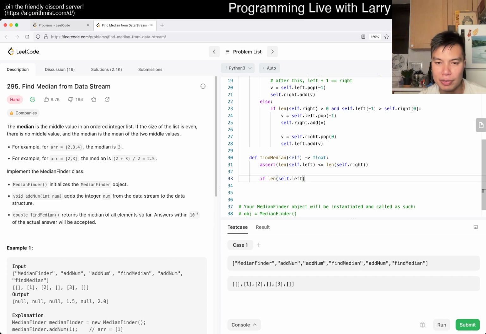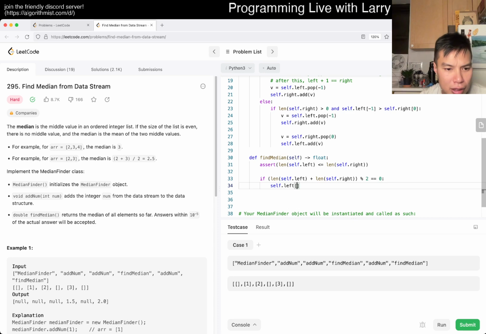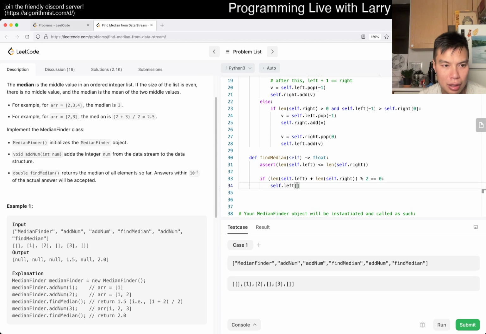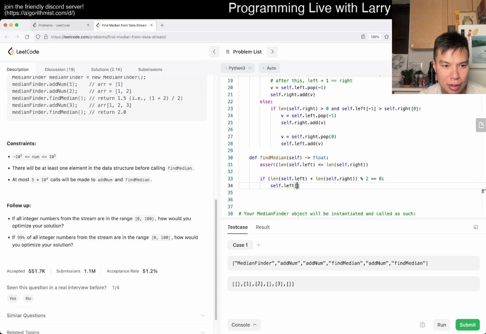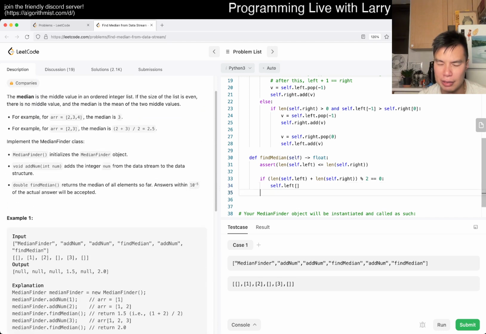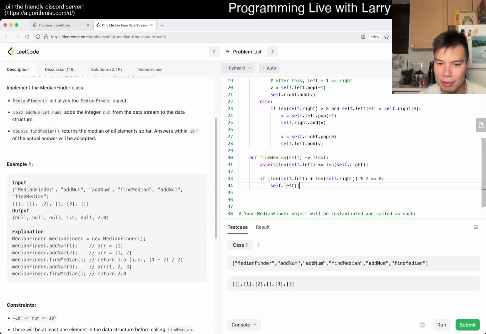Okay, so the length of the left plus the length of self.right mod 2 is equal to 0, meaning that if this is even, what happens if it is even? Then we just take the, I guess the only case where this is not true is if it has 0 elements, but I don't know that. I'm just trying to see whether they guarantee for us or we have to do some weird returns of -1 or something weird, which happens, right? Yeah, so the biggest element plus the smallest element, and then we just divide by 2, right?